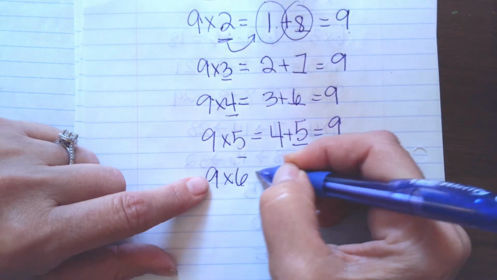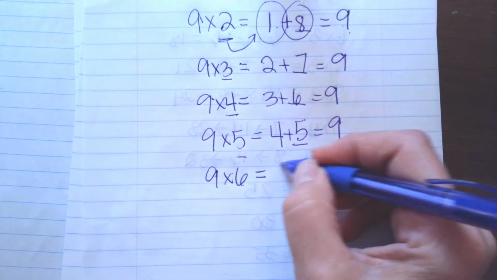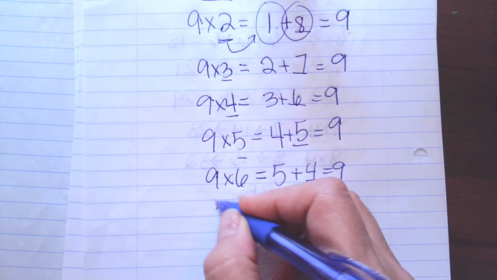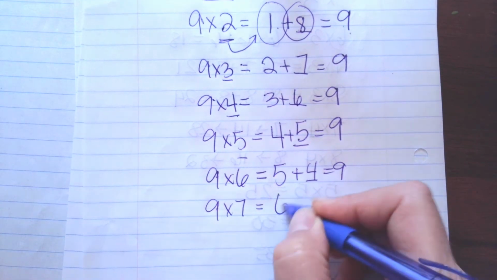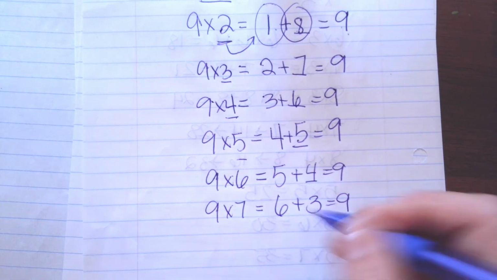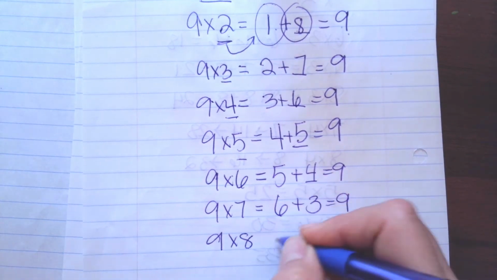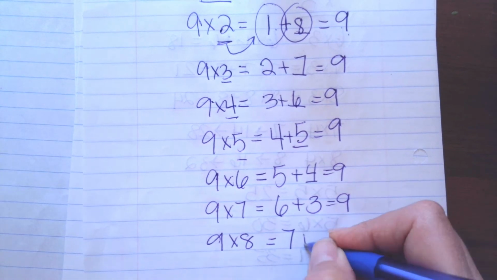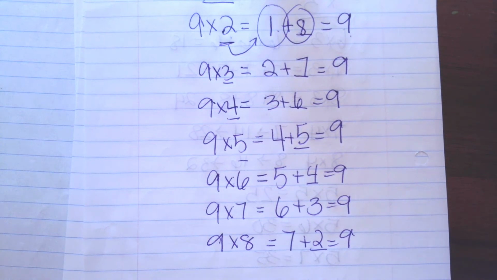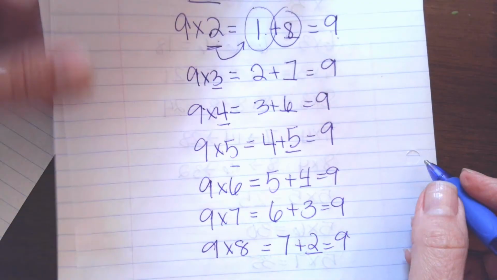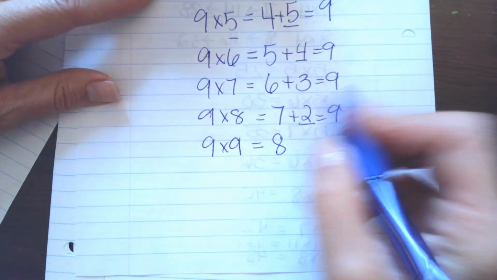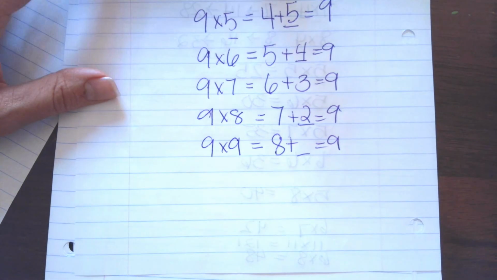9 times 6, what's 1 less than 6? 5. 5 plus what equals 9? 54. 9 times 7, 6. 6 plus 3 equals 9, so it's 63. 9 times 8, what's 1 less than 8? 7. 7 plus something equals 9. 7 plus 2, so the answer is 72. And then 9 times 9, first digit is 1 less, 8. 8 plus what equals 9? 81.